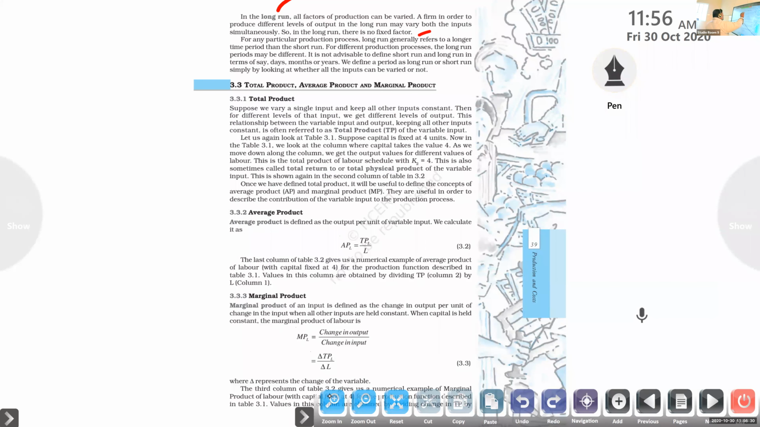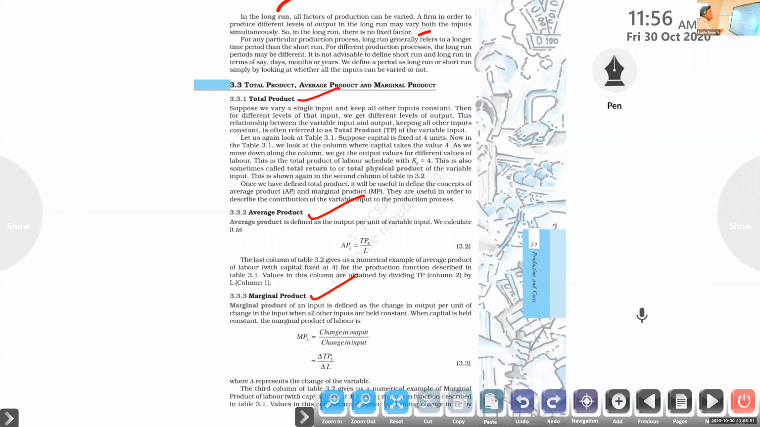The same methods apply here with production: the total product, average product, and the marginal product. Clear? Okay, so we are going to discuss them one by one. We already know that concept, so it is easy to understand also.